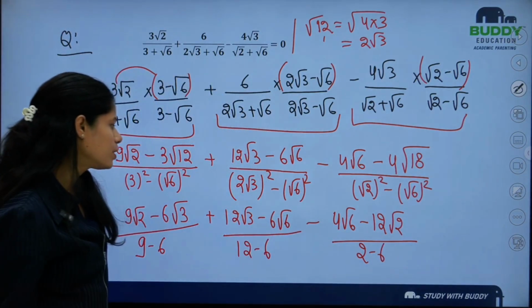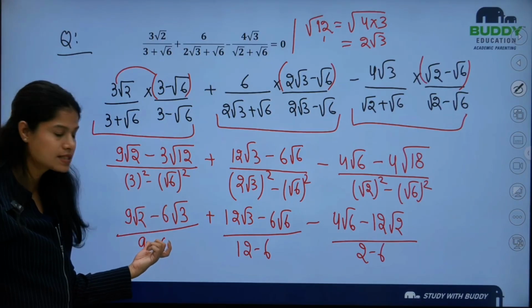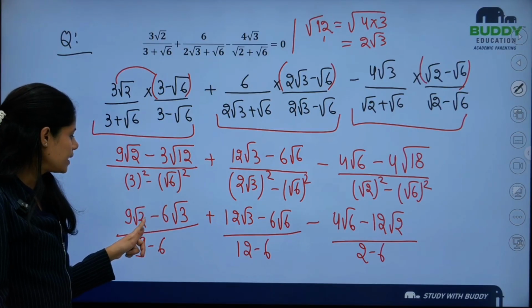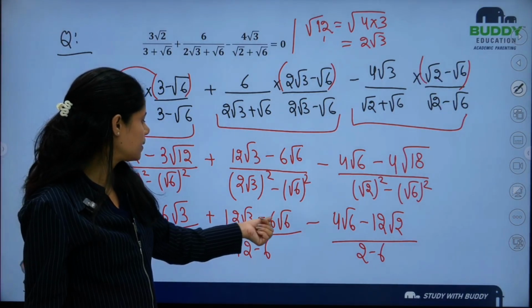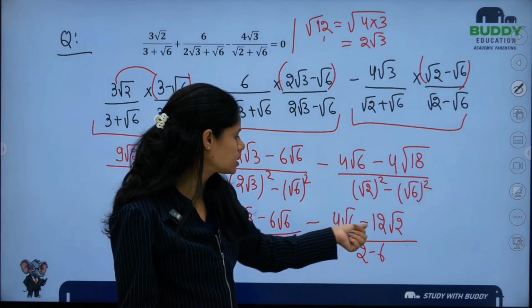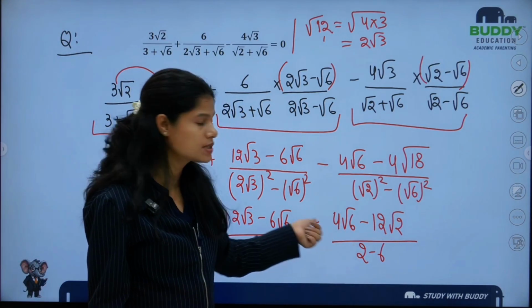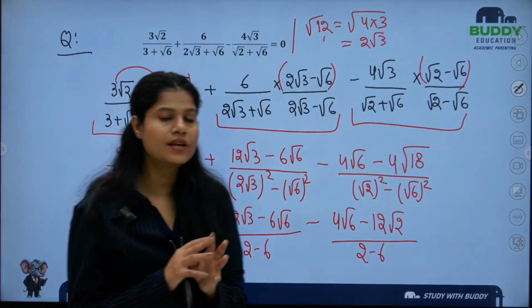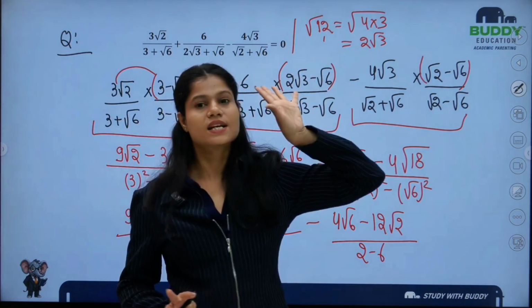Now what you have to do, kids, is simplify this. Then this will become 9 root 2 minus 6 root 3 divided by 3. This will be 12 root 3 minus 6 root 6 divided by 6. This will be 4 root 6 minus 12 root 2 divided by minus 4, and then minus minus will be plus 4. And then when you take the LCM, for sure you are going to get 0.